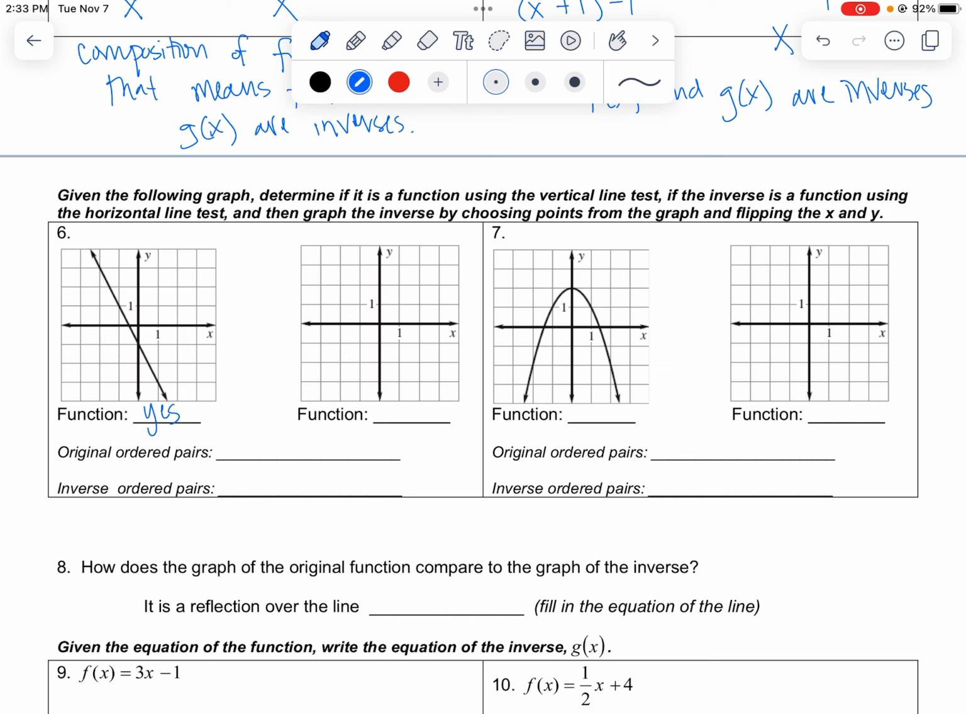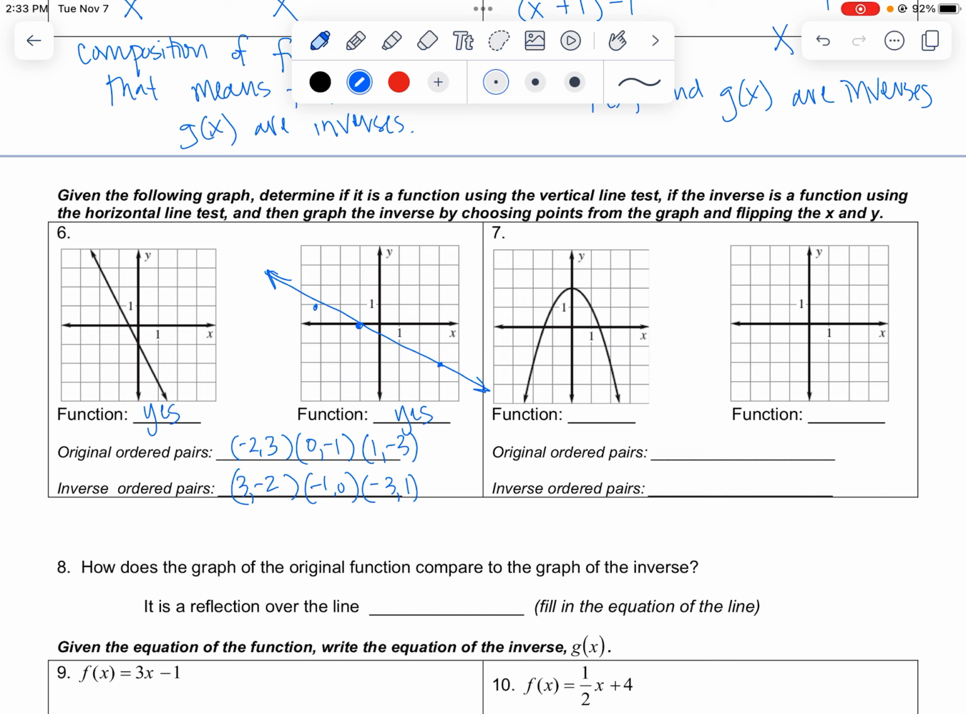No x values repeat. Now, the original ordered pairs, I'm going to go with -2, 3, 0, -1, and 1, -3. The inverse ordered pairs are going to be 3, -2, -1, 0, and -3, 1. If you were to plot those, you would get 3, -2, -1, 0, and -3, 1. And here is the graph of that inverse relation. Is it a function? Yes, it is. It passes the vertical line test.